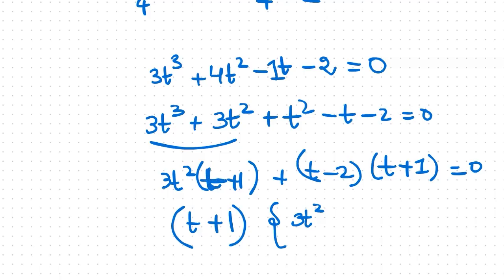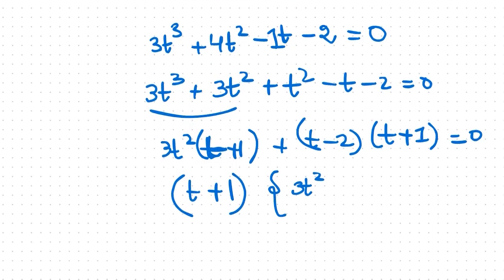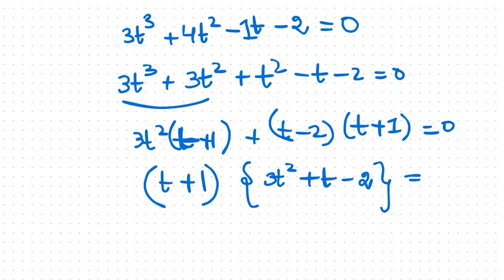Oh, okay. So it's not 0. So it's just minus 1. Minus 1? Or no. Yeah, it's 3t squared plus t minus 2 equal to 0. So from here, obviously, t minus 1.